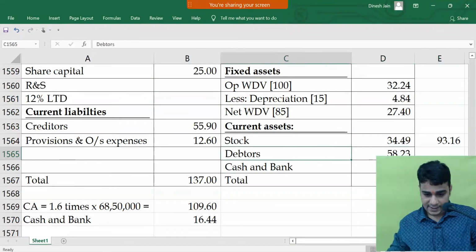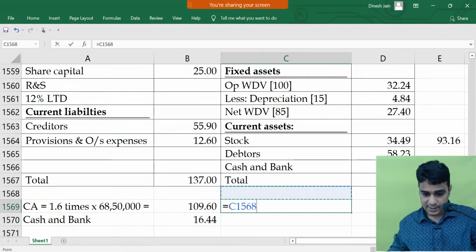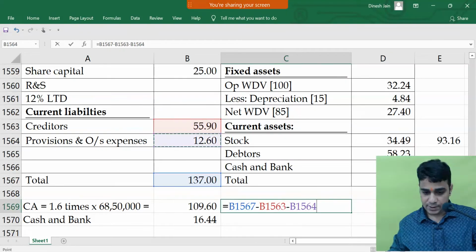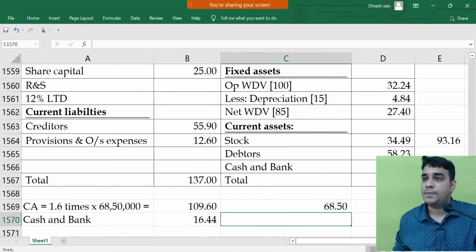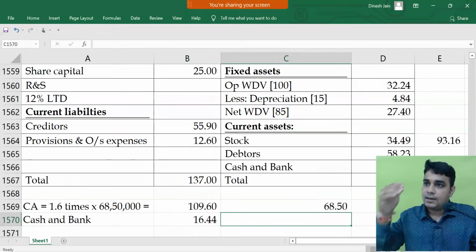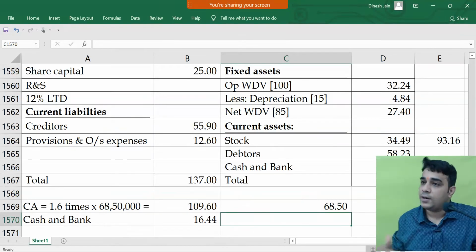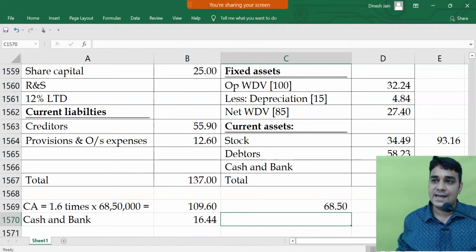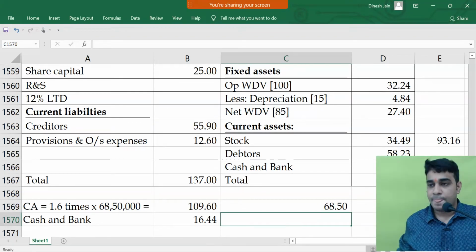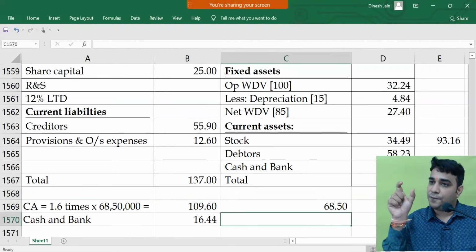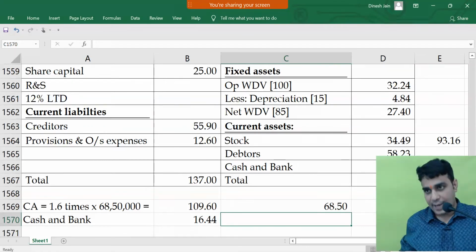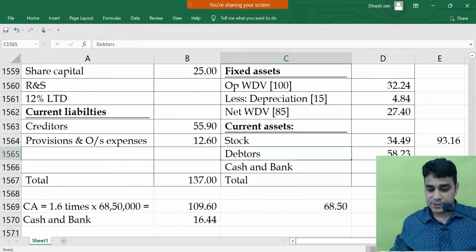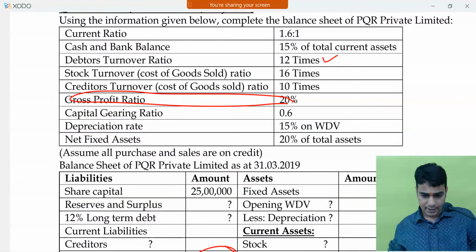What I can indirectly say is 137 minus these two numbers is the share capital, reserves and surplus and long-term debt put together, which is 68.50. Capital gearing ratio is equal to fixed capital by shareholders funds. So you will get this 12% long-term debt. What is the capital gearing ratio? 0.6.